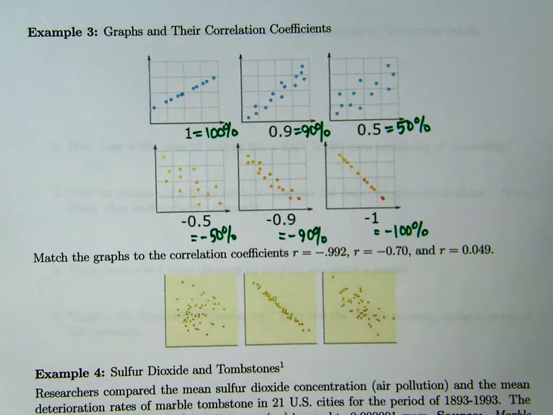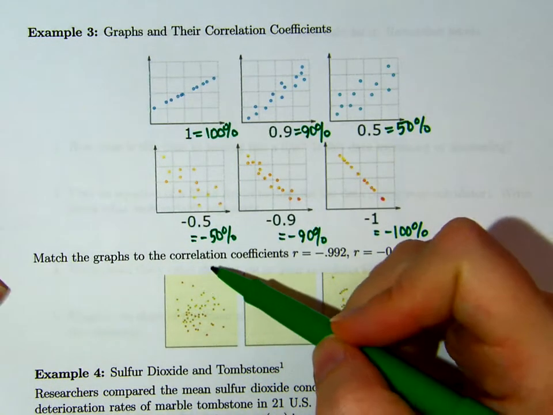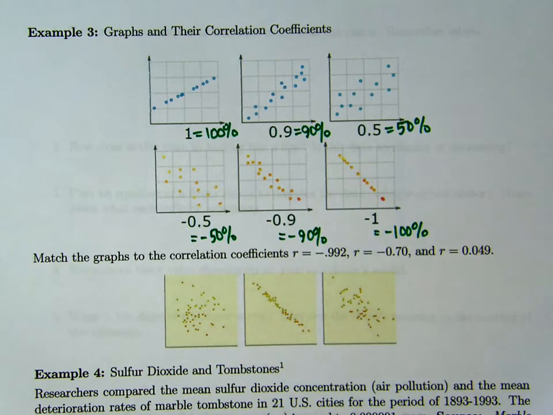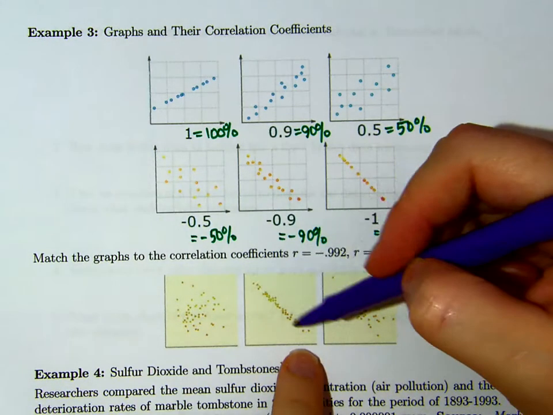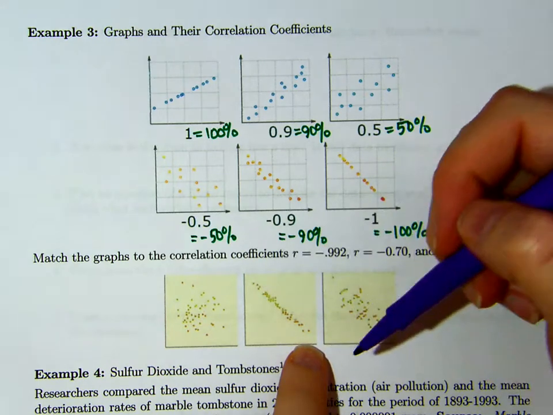Okay, so match the graphs to the correlation coefficients. We're given 3 graphs and we're given 3 correlation coefficients. Which goes with which? Well, I'm going to start with the strongest one. So this one is clearly the strongest linear relationship.